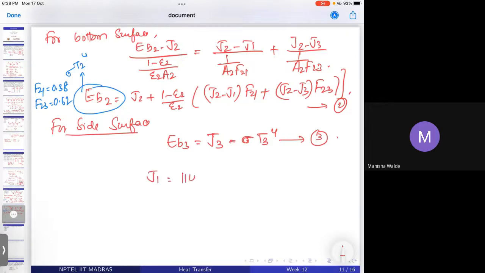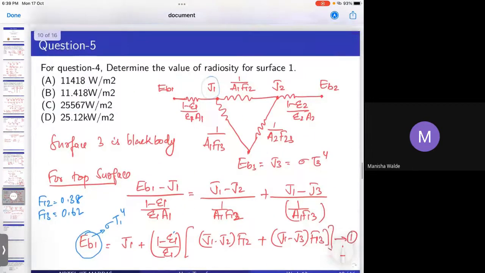to 11418 watts per meter square, and J2 is equal to 4562 watts per meter square, and J3 is 1452 watts per meter square. So the answer we want for this question is J1, which is 11418 watts per meter square. So after this, the question is really simple.